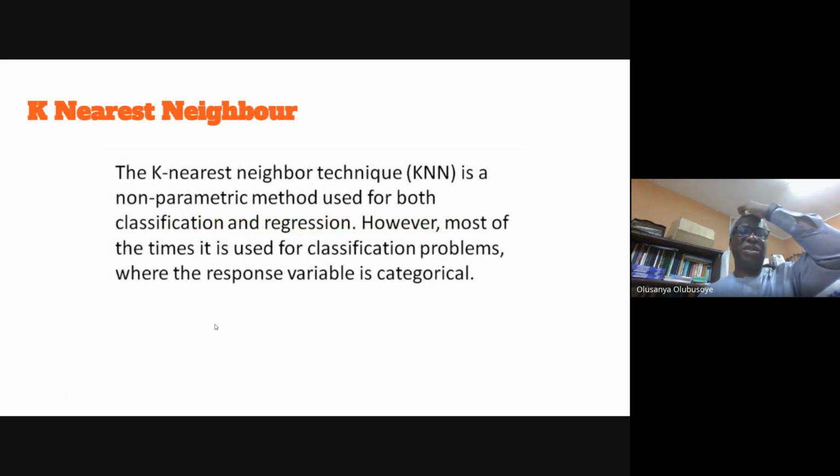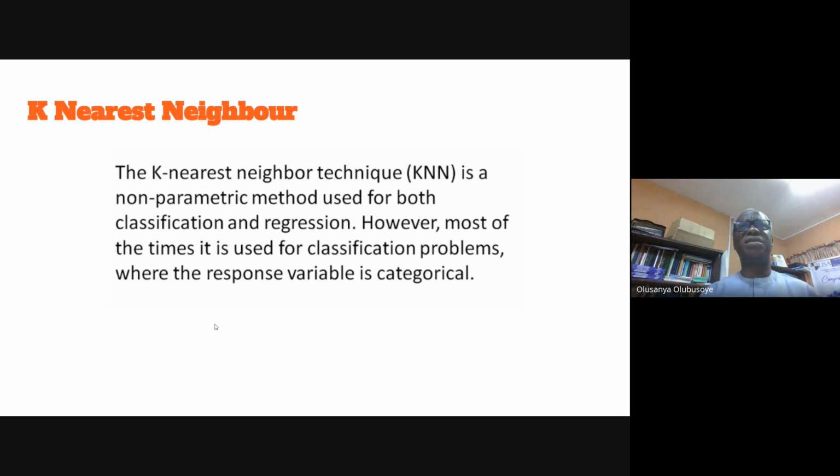So when we talk about the K nearest neighbor technique, one is a non-parametric method. And I know you understand the concept of non-parametric. When we say a technique is non-parametric, we simply mean that there is no underlying distributional assumption.